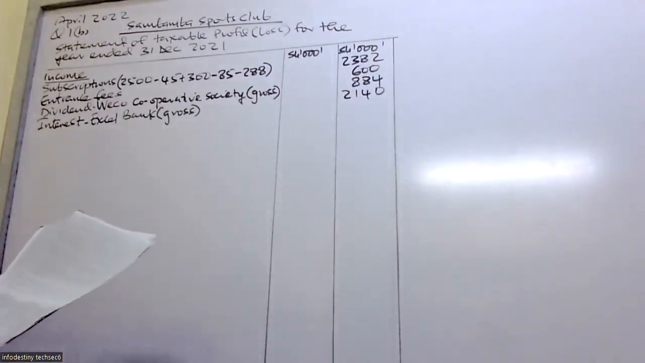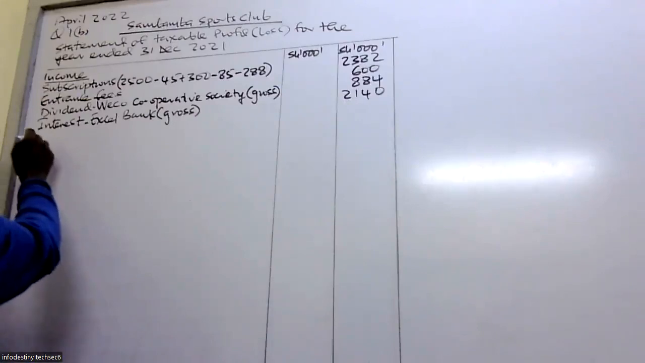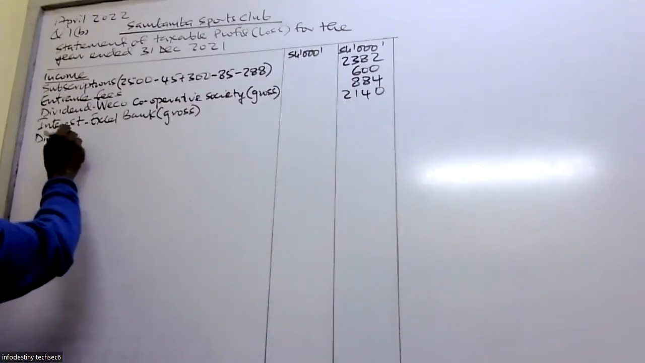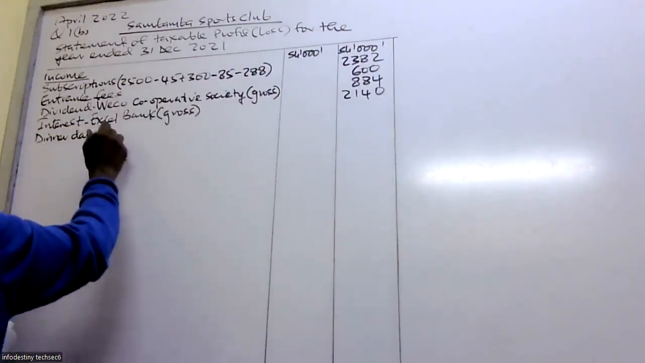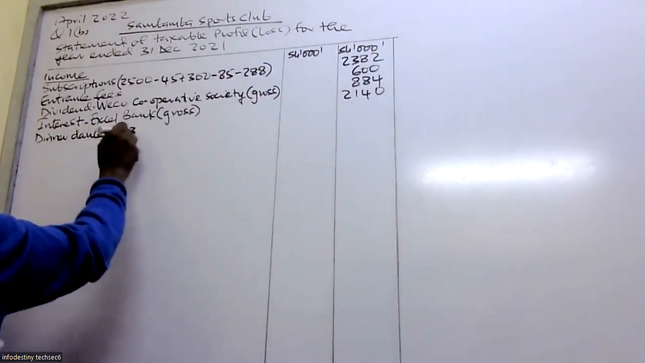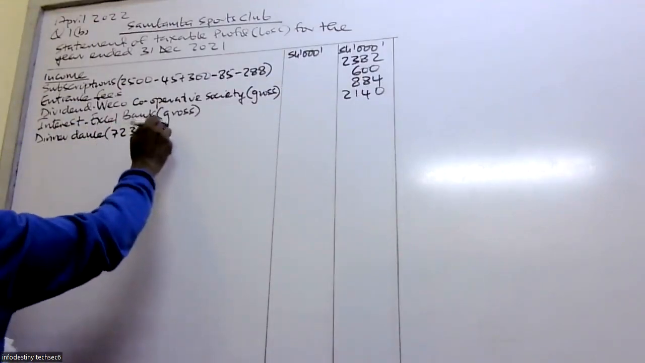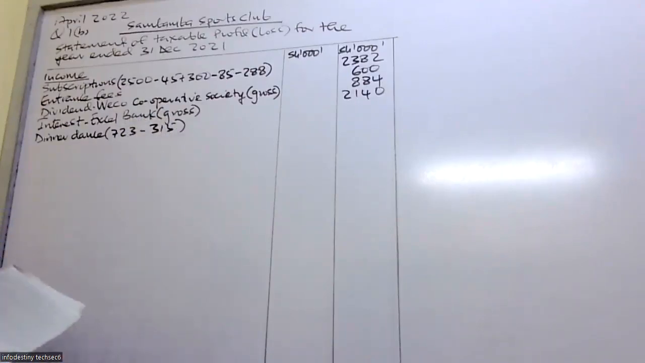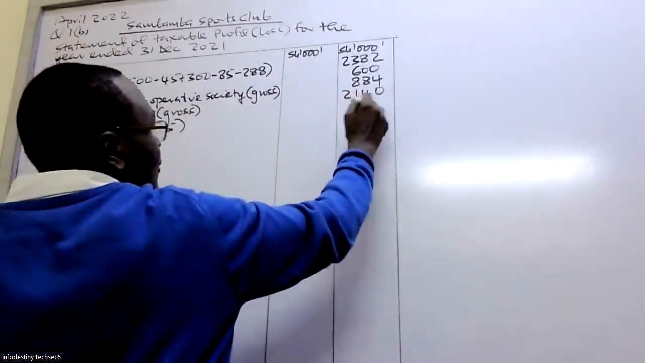Then there is dinner dance, but for dinner dance, if you check on the payment side, you're going to see dinner dance expenses of 315. So income from dinner dance, you will get the 723. You subtract the dinner dance expenses of 315, and the income is how much? 408.